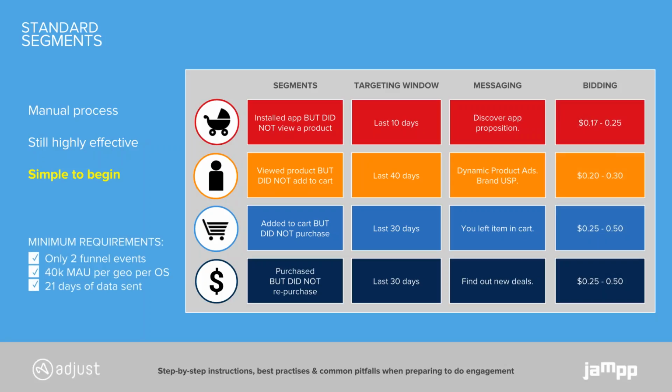So this time, the minimum requirements are slightly different. You only need to be tracking 2 or more events, although bear in mind that will limit the granularity of the plan, so 4 is probably still the magic number. You still need 40,000 MAU for each OS and per geo, and you should share your Adjust data for 21 days to give our data science team plenty of time to crunch those numbers.